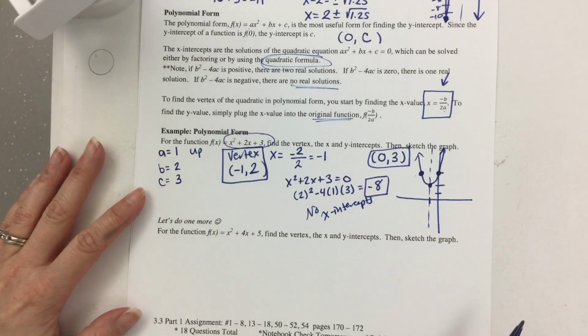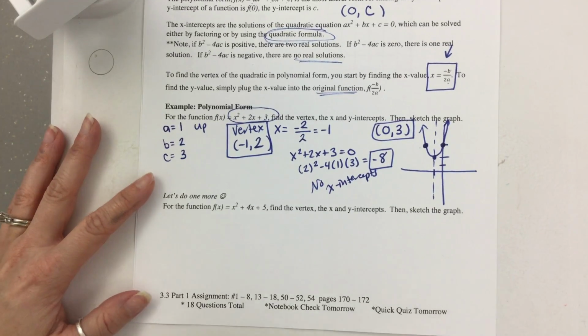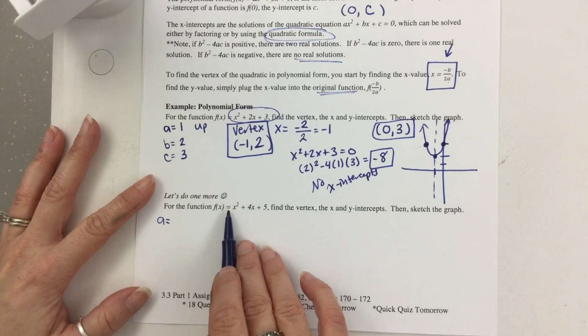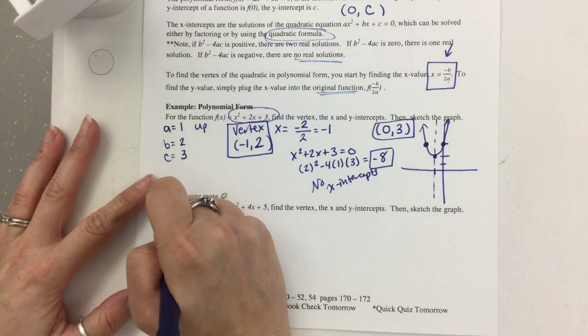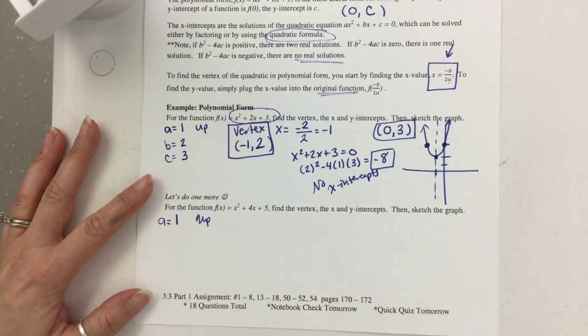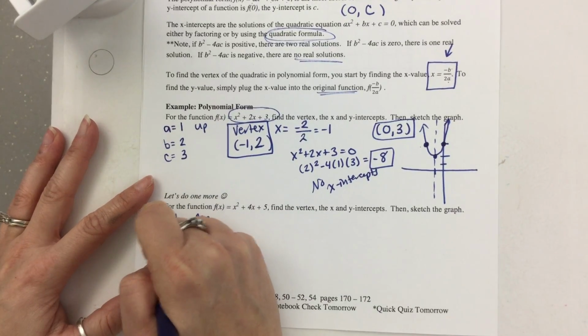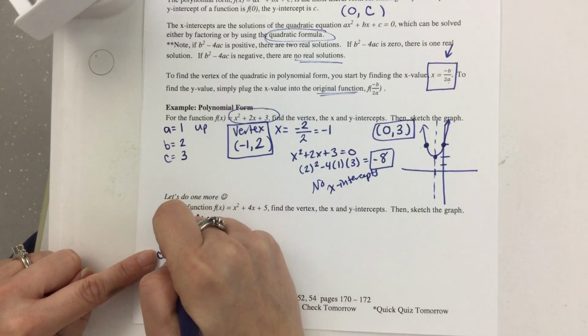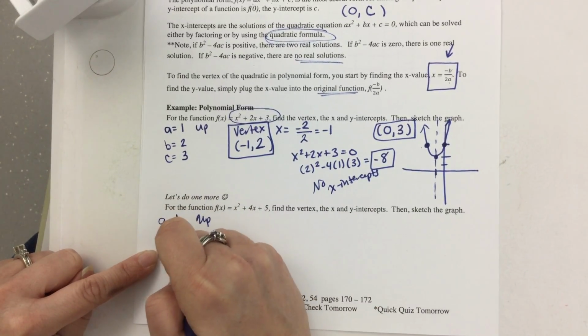Okay, 1 more, and that'll be it for the notes today, folks. Step 1, I always go ahead and look. A is the number in front of your squared term. A is a 1. 1 is bigger than 0. It's a positive number, so my graph will be up. Since I know A, I might as well identify B and C. B is 4, C is 5.